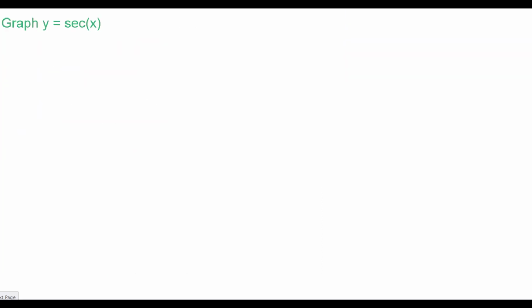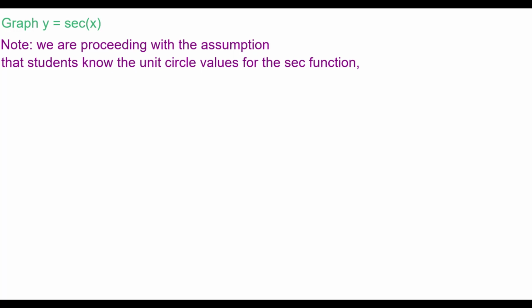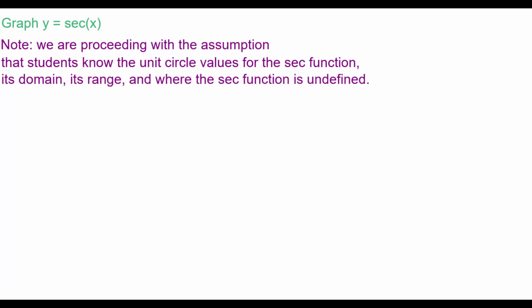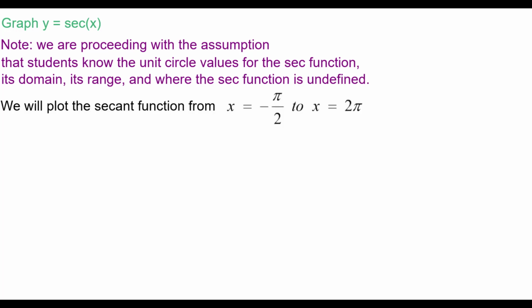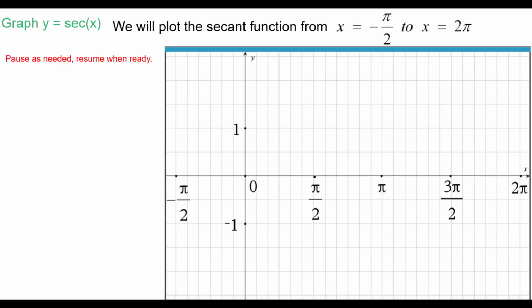Graph y equals the secant of x. Note, we are proceeding with the assumption that students know the unit circle values for the secant function, its domain, range, and where the secant function is undefined. We will plot the secant function from x equals negative pi over 2 to x equals 2 pi. Pause as needed to set up your graph grid.